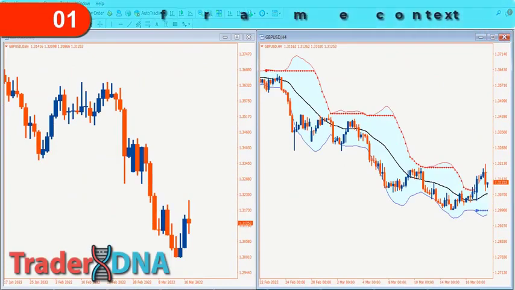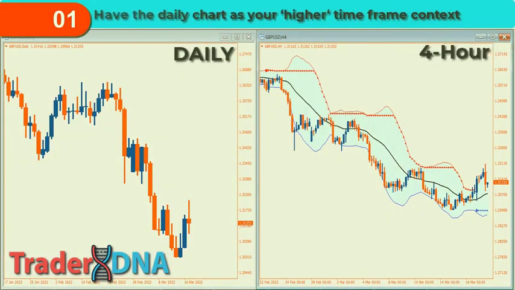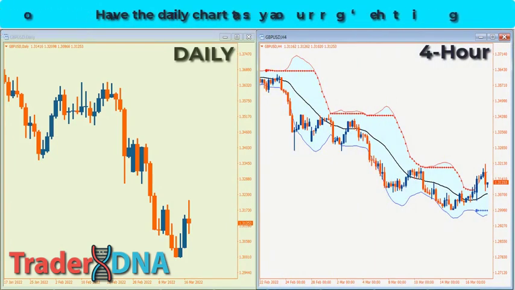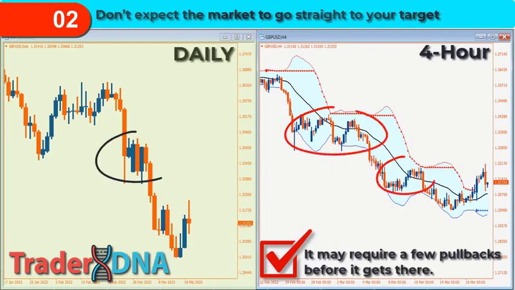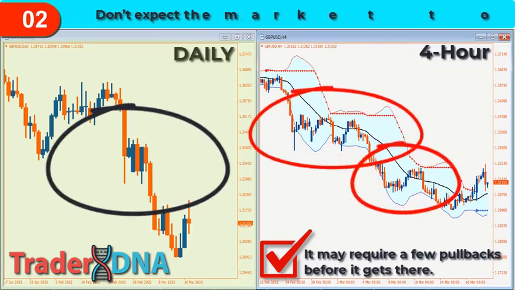First, have the daily chart as your higher time frame context. When in doubt, try to trade with this the most. Second, don't expect the market to go straight to your target. It may require a few pullbacks before it gets there. Eventually, with enough skills in reading the price action context, you'll learn when those pullbacks are part of the trend or leading to a major reversal.